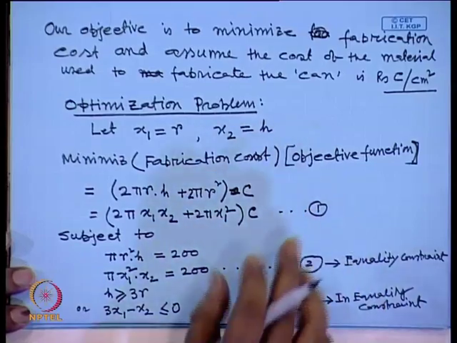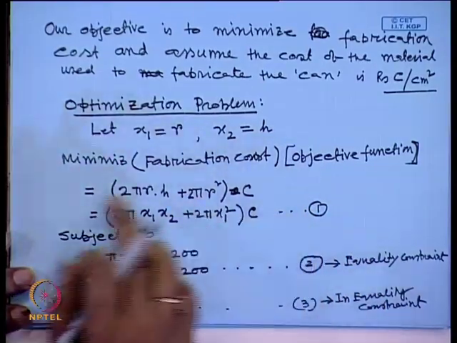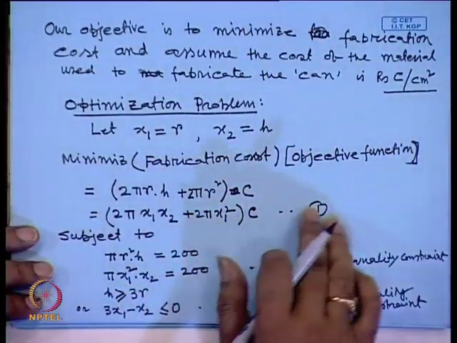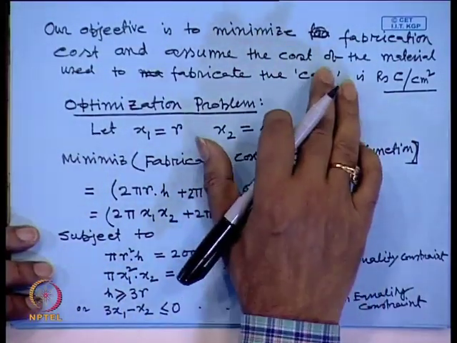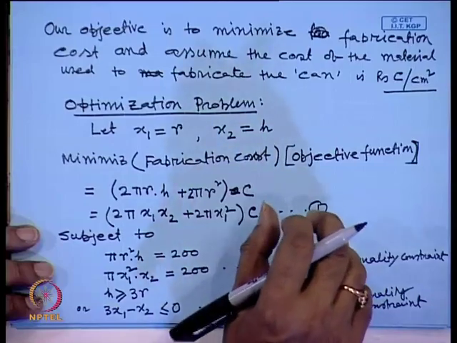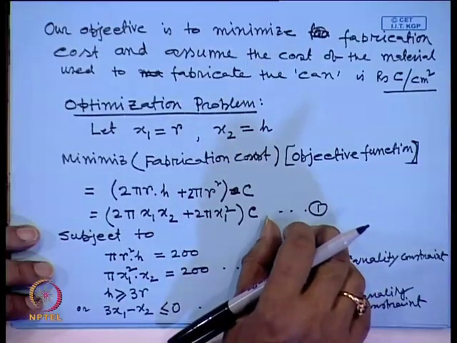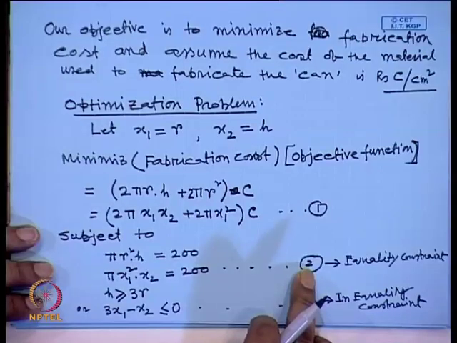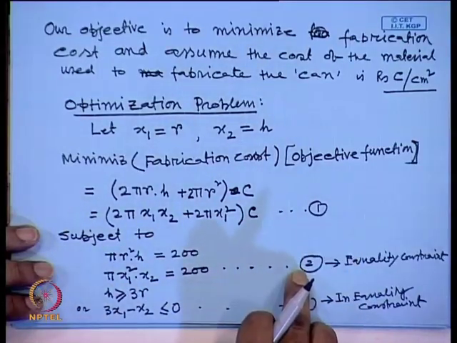So, we have an objective function. From the statement of the problem, we can write the objective function. For this particular example, our objective function is the minimization of the manufacturing cost of a can. Then we have an equality constraint. From the statement of the problem, you can write the equality constraint.